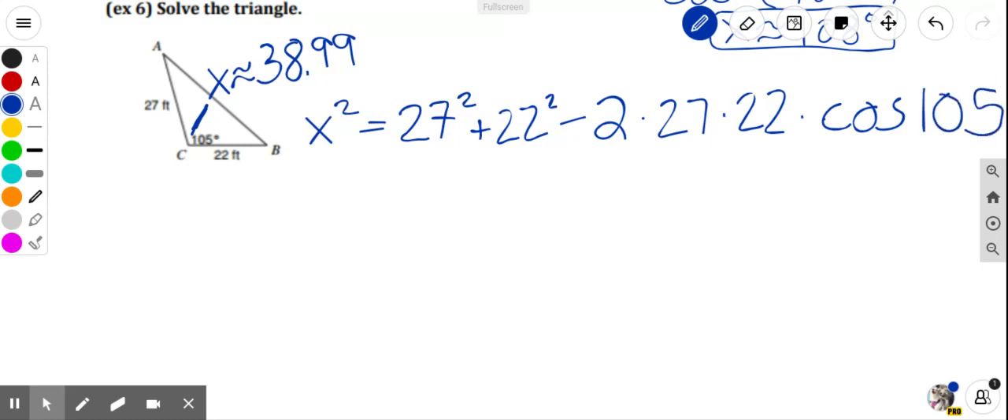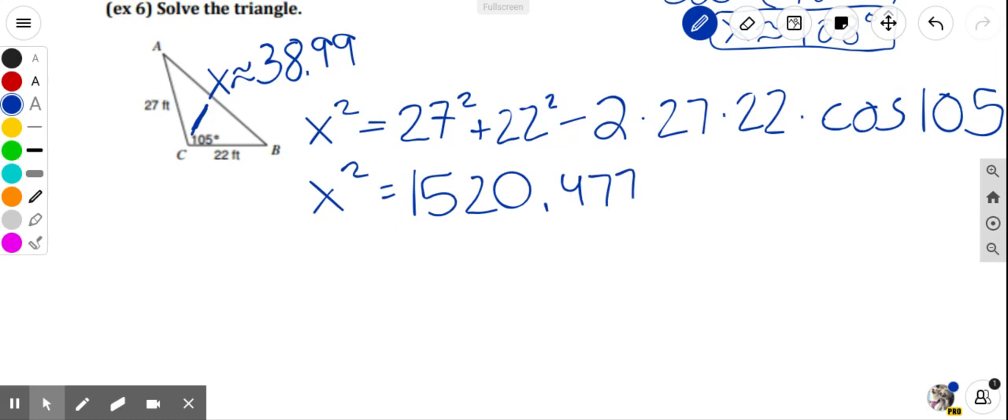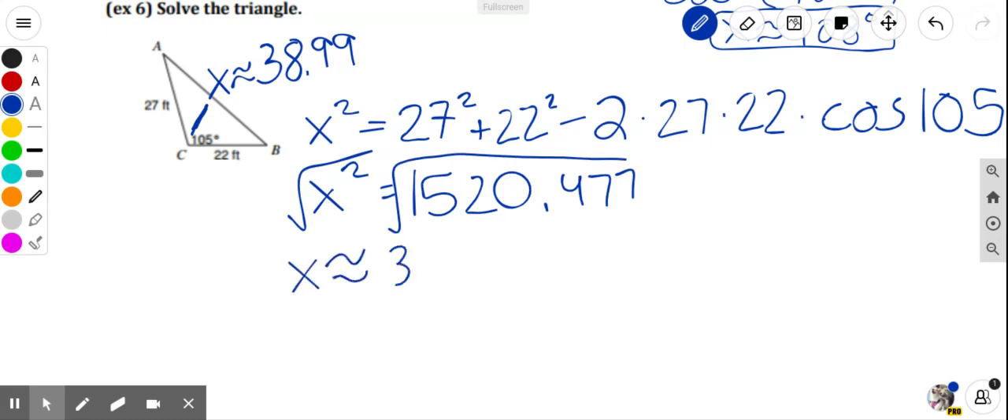So remember, you would do order of operations. It ends up being X squared equals 1520.47. Now, again, if you're not getting this, just let me know and I can do out every single step for you. You just email me. So that's where we're getting 38.99.